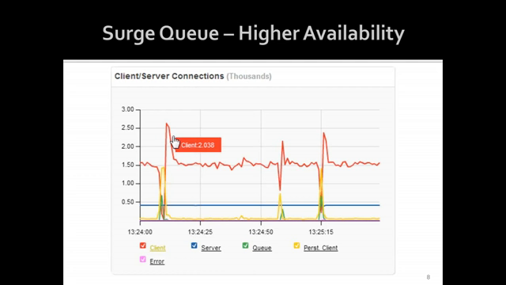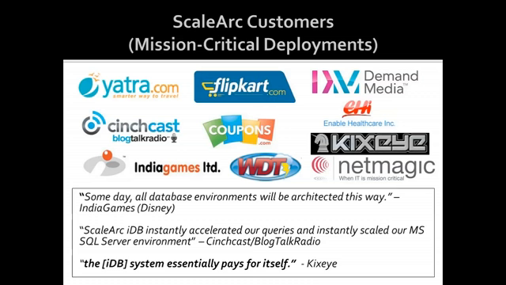And of course, instant horizontal scalability with ScaleArc, being able to actually add new database instances on the fly without having to ever modify the application can help there as well. So you can see, the blue line is the server connections, and that does not waver at all. But the red line is the client connections, giving a surge queue, and the surge queue is completely handled by IDB. So the blue line does not waver at all, which helps the server remain stable at all points in time.